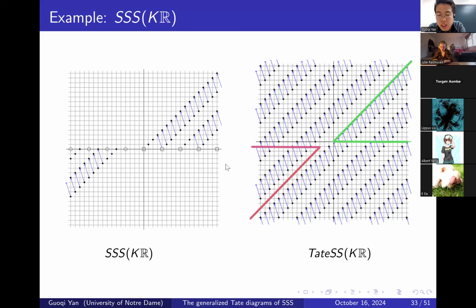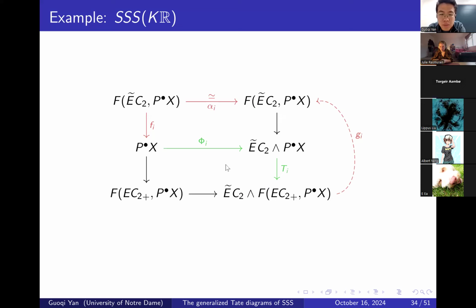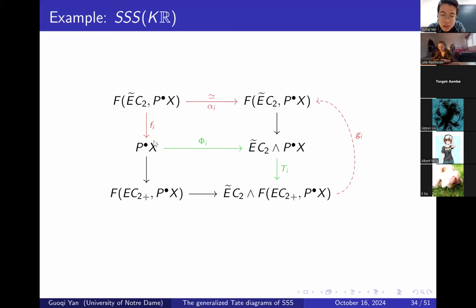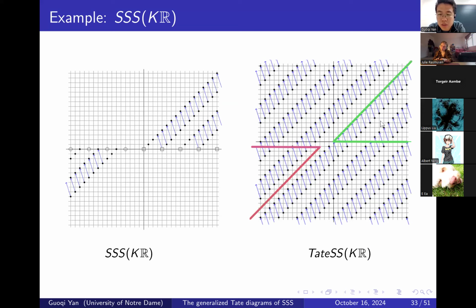And where are the comparison maps coming from? We look at the Tate diagram. So firstly, we want to compare the positive cone, and there's a natural map from the slice spectral sequence to the Tate spectral sequence. So we map to the geometric fixed point, and then map to the Tate fixed point. This composite will give us the isomorphism between the positive cones in these two pictures.